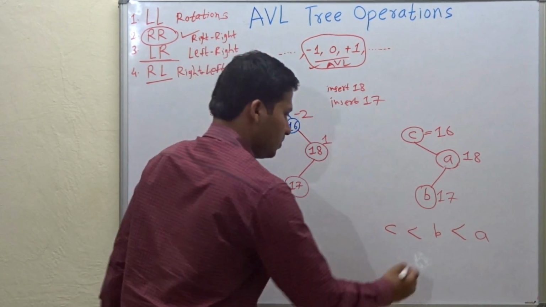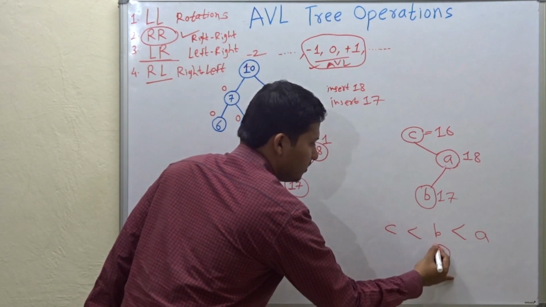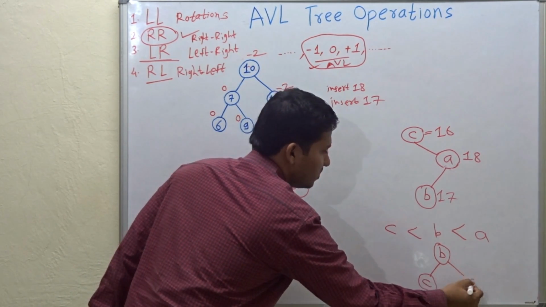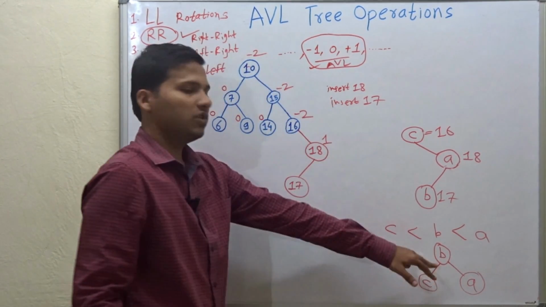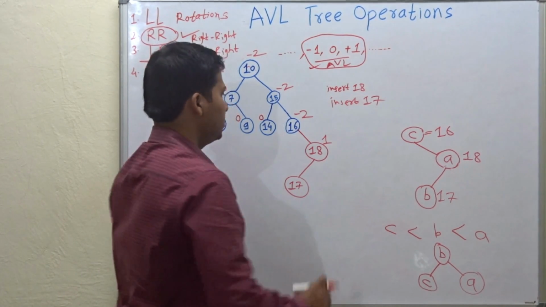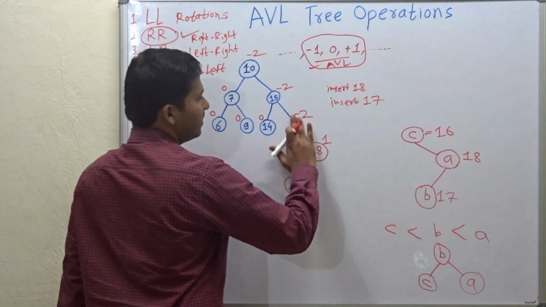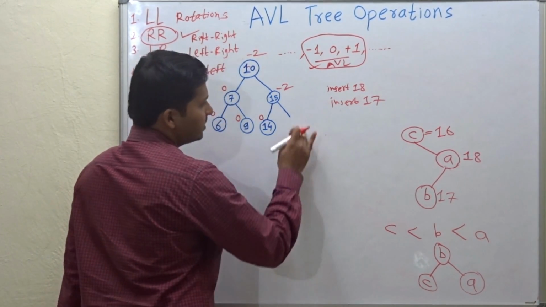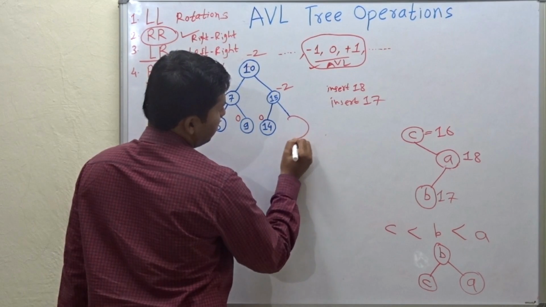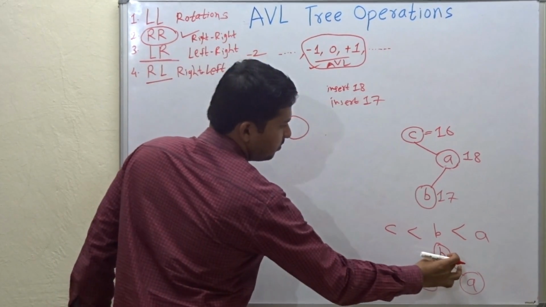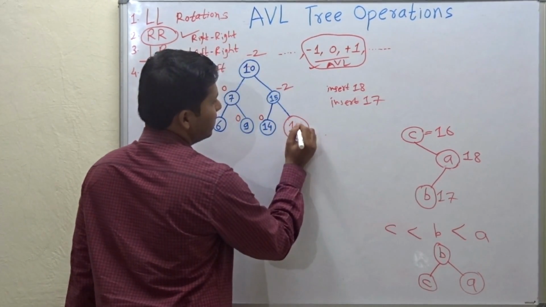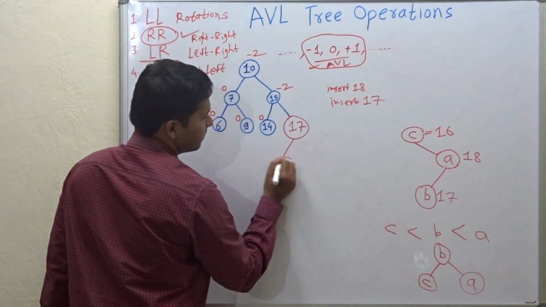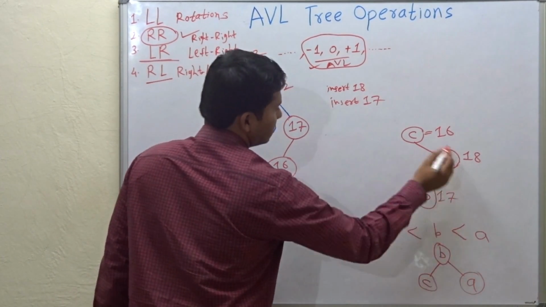Convert this into a tree. So B is the node, means B is the root, C on the left side and A on the right side. Okay, so this is a balanced branch now. So write that balanced branch here and attach it to the parent of the imbalanced node. So it will be like, see, B is 17, so it is 17, C is 16 and A is 18.